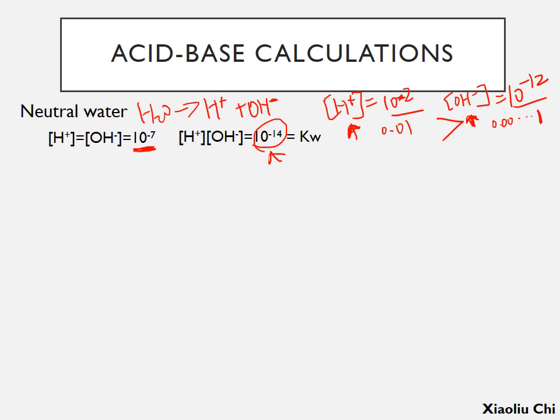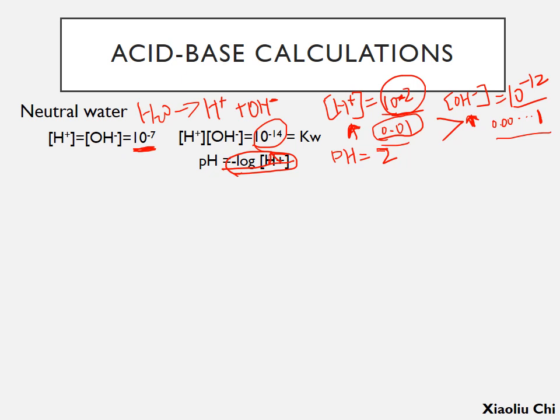On the other hand, if it's a basic solution, we have more hydroxide ion than hydrogen ion, but the product of these two concentrations is always 10 to the minus 14, the ion product of water. Because it's inconvenient to write so many zeros, we define pH value as the negative log of hydrogen concentration. So in this solution, because we have 0.01 or 10 to the minus 2 hydrogen ion, the log is just 2. So the pH in this case is 2.